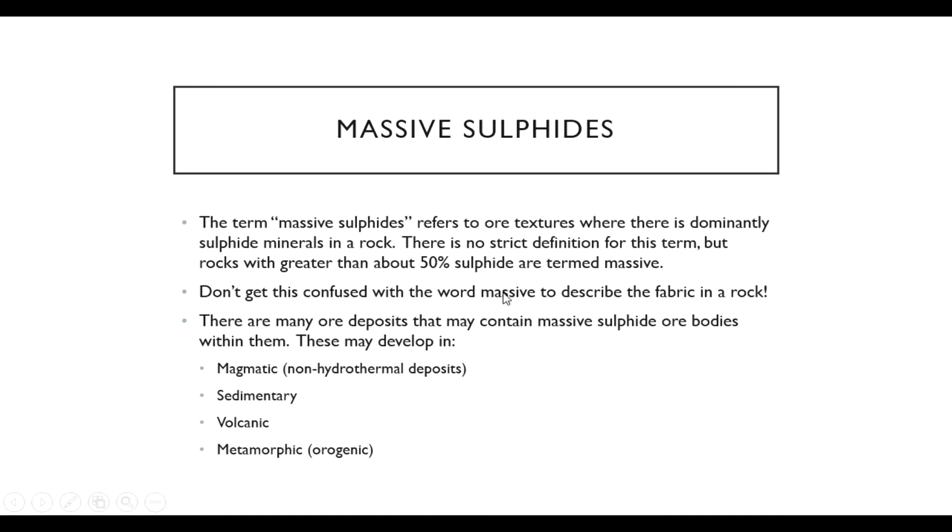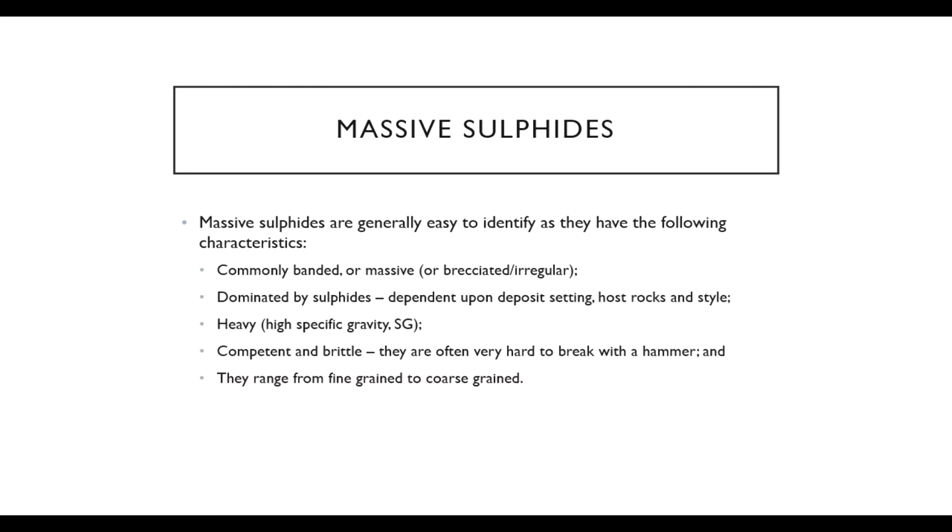Remember that we use massive to describe textures in rocks to mean large, essentially featureless. So just be wary that this massive is actually a volumetric term instead of a featureless texture. They're commonly banded or massive, as in they're just large proportions of sulfides. They might be brecciated or slightly more disseminated. The type of sulfides will depend on the deposit.